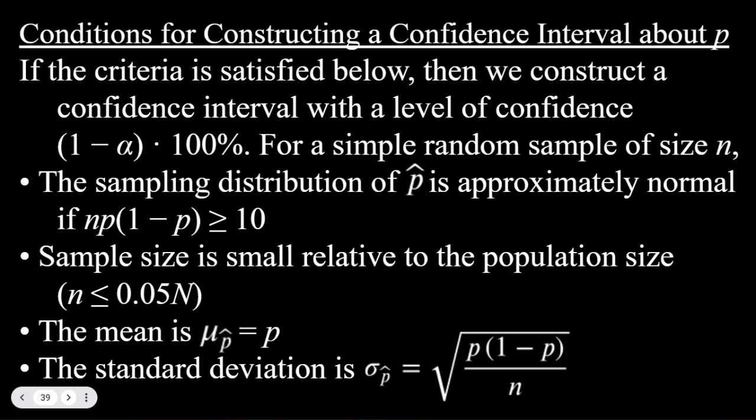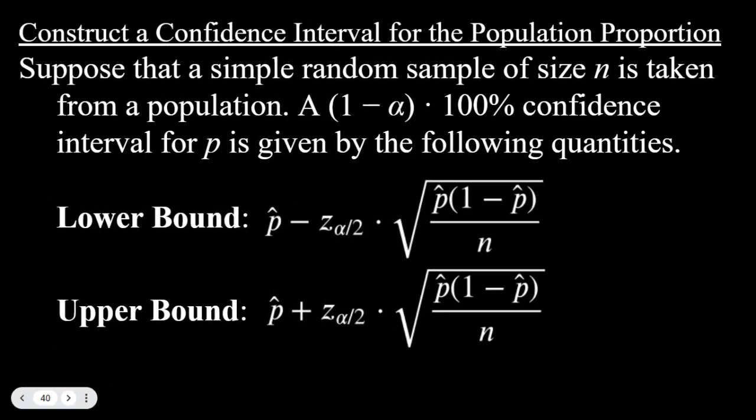We also know that the mean, mu of p hat, is equal to p, and the standard deviation of p hat is equal to the square root of p times 1 minus p divided by n. So all of these things we saw back in chapter 7 when we were dealing with the sample proportions. We saw all of these formulas and different criteria. So now suppose that a simple random sample of size n is taken from a population. A 1 minus alpha times 100% confidence interval for p is given by the following quantities.